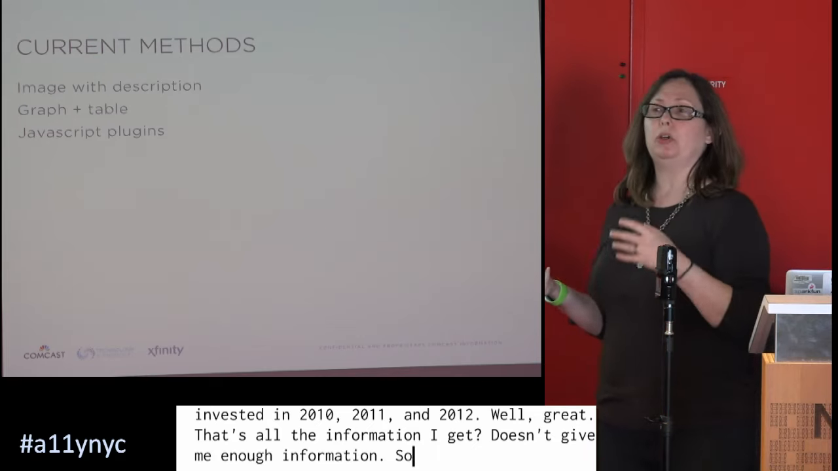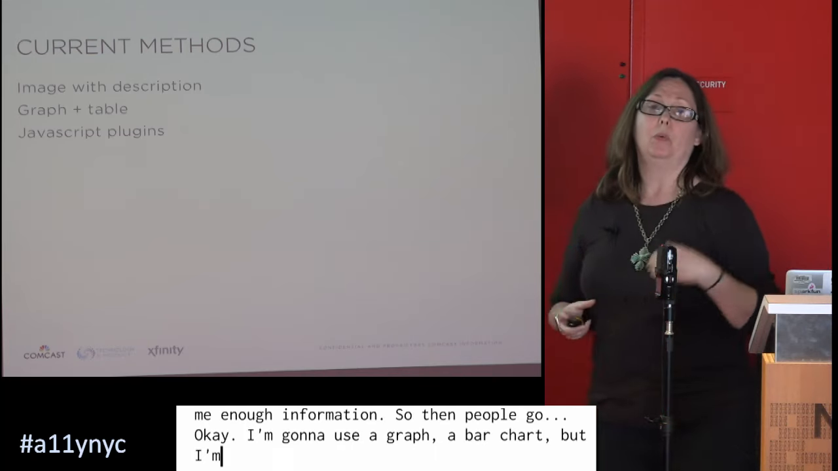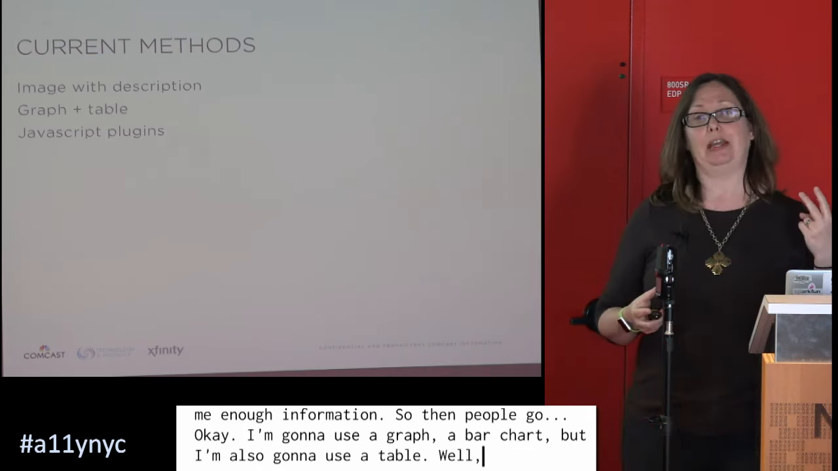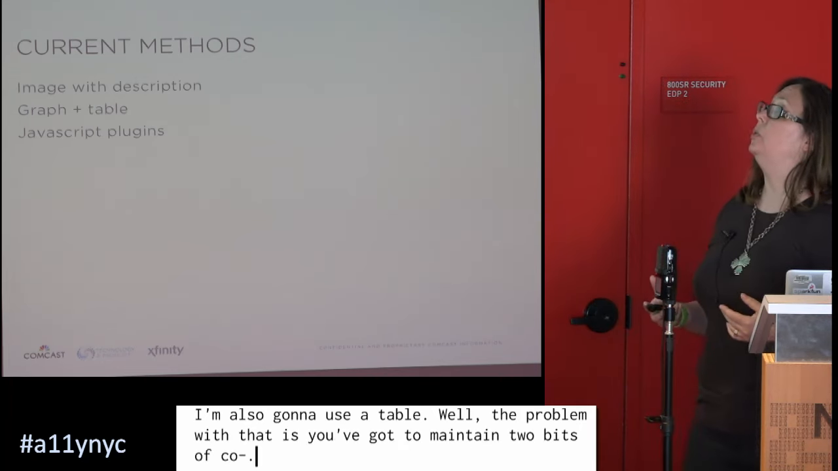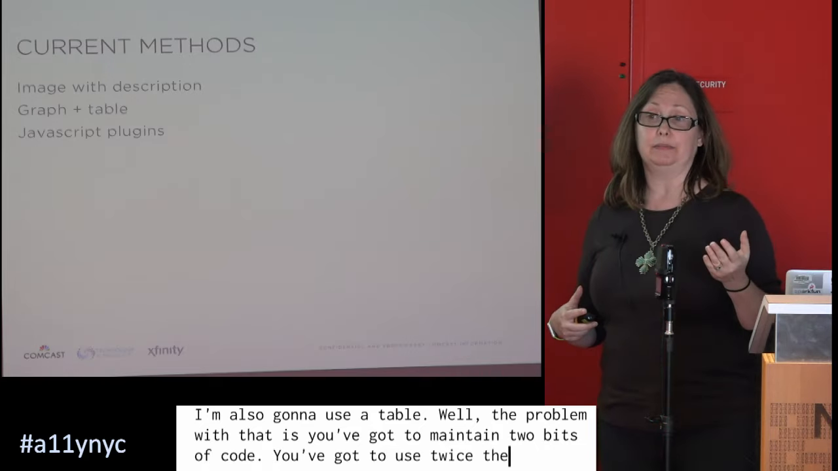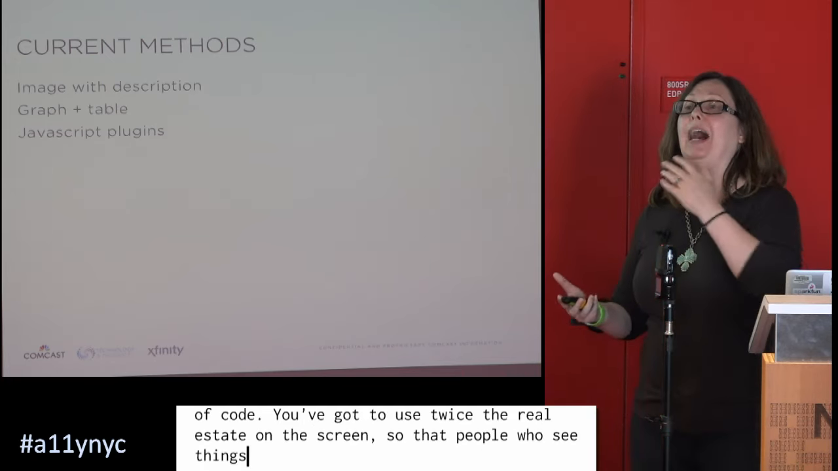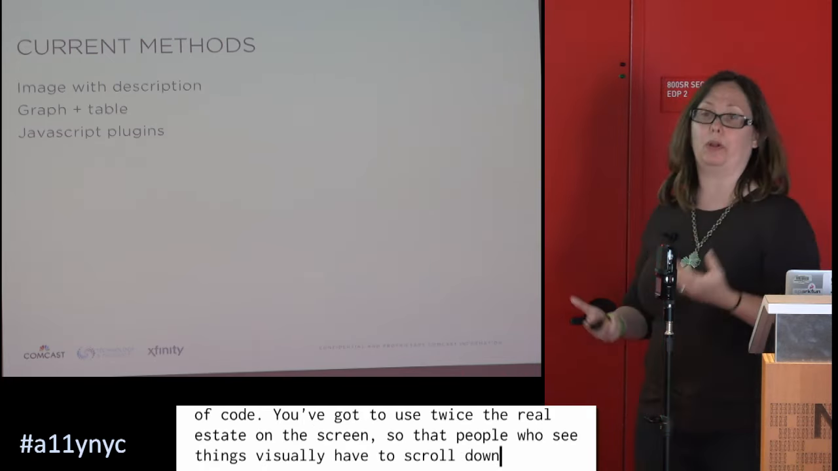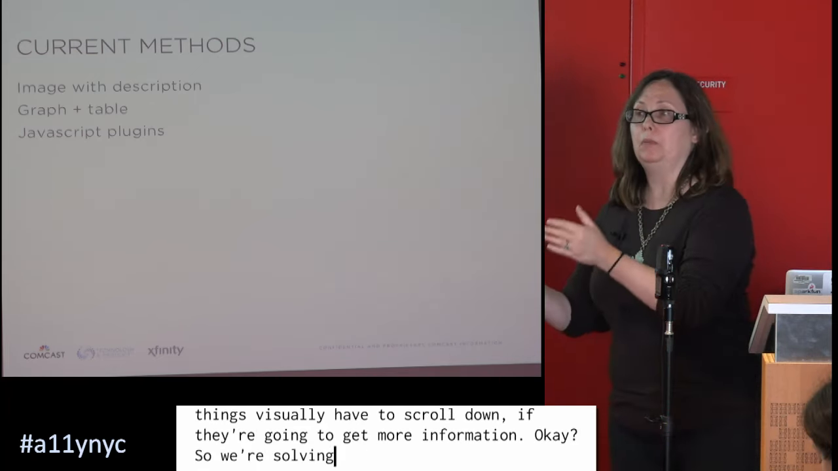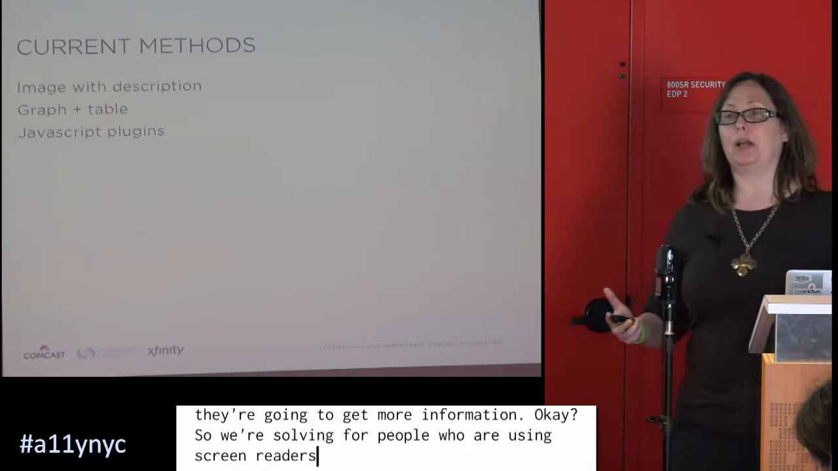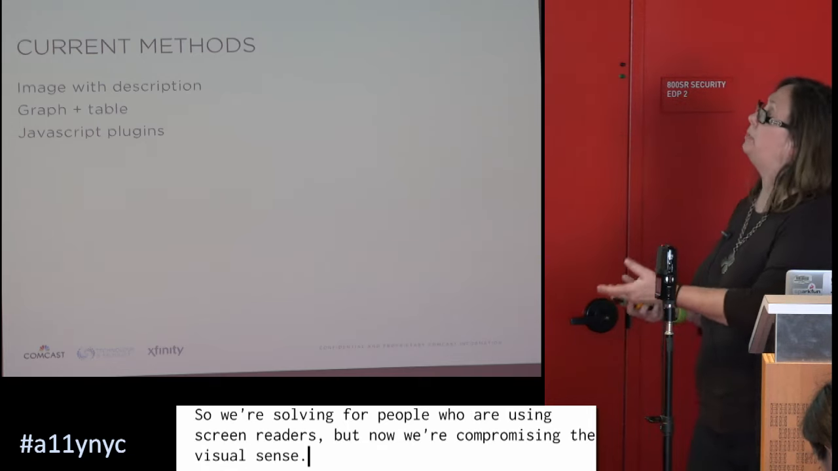So then people go, okay, I'm going to use a bar chart, but I'm also going to use a table. Well, the problem with that is you've got to maintain two bits of code. You've got to use twice the real estate on the screen, so people who see things visually have to scroll down if they're going to get more information, okay? So we're solving for people who are using screen readers, but now we're compromising the visual sense for this page.